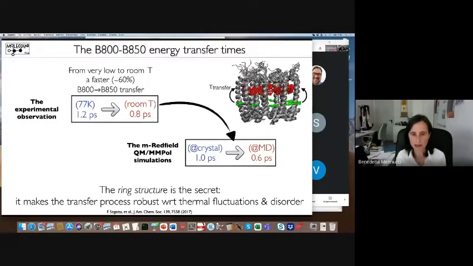So this result is very interesting from a biological point of view, because it tells us that the ring structure of this system is the secret, because this ring structure makes the transfer process robust with respect to thermal fluctuation and disorder, which is the typical regime of a biological system at room temperature.